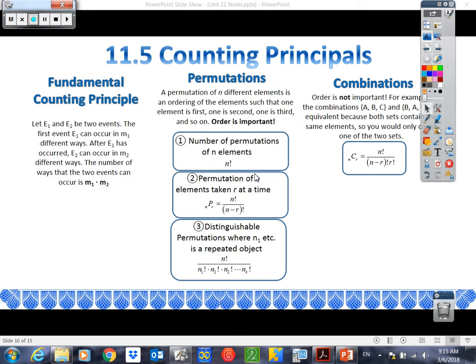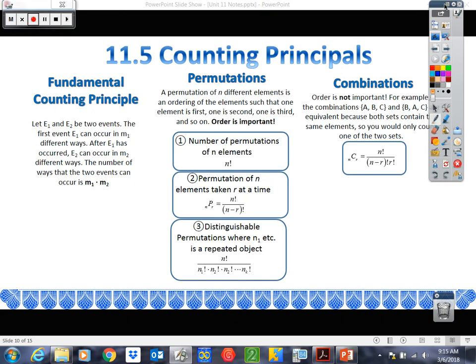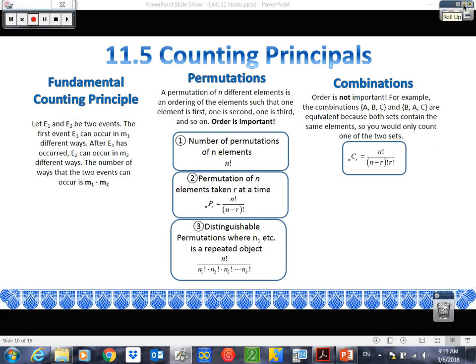Okay, let's take a look at today's lesson. We're going to be looking at counting principles. Probably you have some experience with this. I would bet in Algebra 2 you probably went through this. We'll just do this plus a little bit more. So let's talk about the fundamental counting principle.